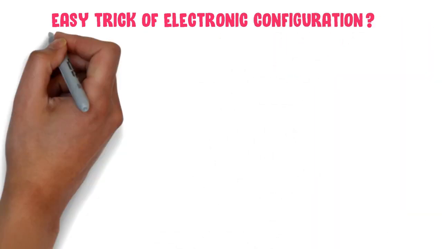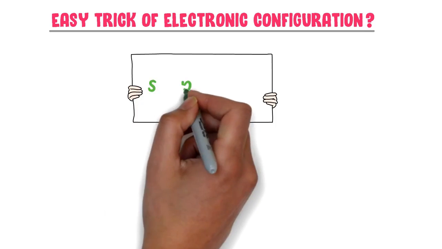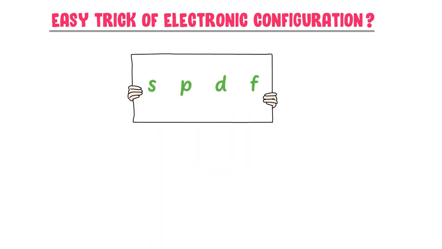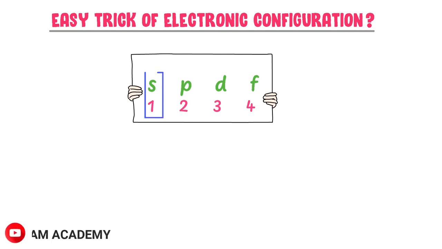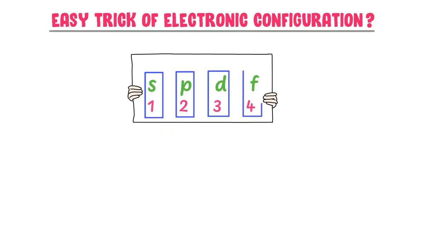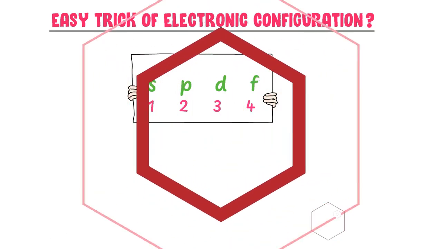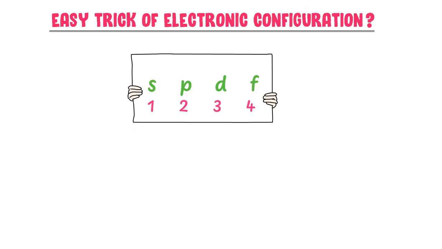SPDF electronic configuration? Well, firstly, let me write SPDF. Now write 1, 2, 3, 4. We know that S is the first orbital, P is the second orbital, D is the third orbital, and F is the fourth orbital. The trick I use for the SPDF electronic configuration is to go in opposite direction.